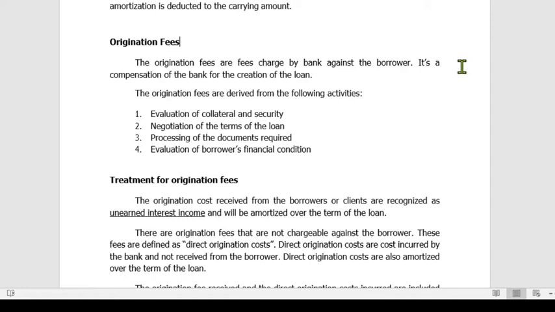Next, negotiation on the terms of the loan. Anong mga klaseng terms ito? For example, gaano kahaba ang payment terms? Gaano kadalas, for example, semi-monthly, semi-annually, o kaya quarterly ba ang payment. Next, the processing of the documents required. So, merong mga documents na kailangan related sa processing ng loan. So, kung yan ay chargeable against the borrower, it is considered as an origination fee.